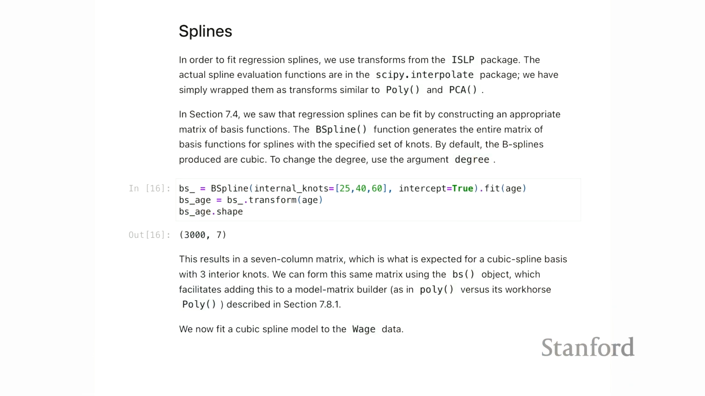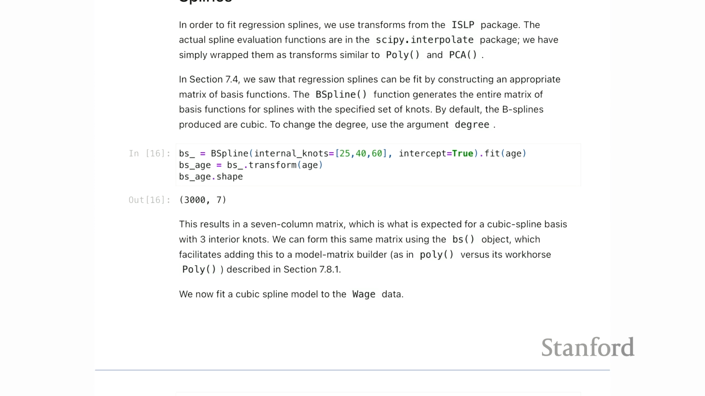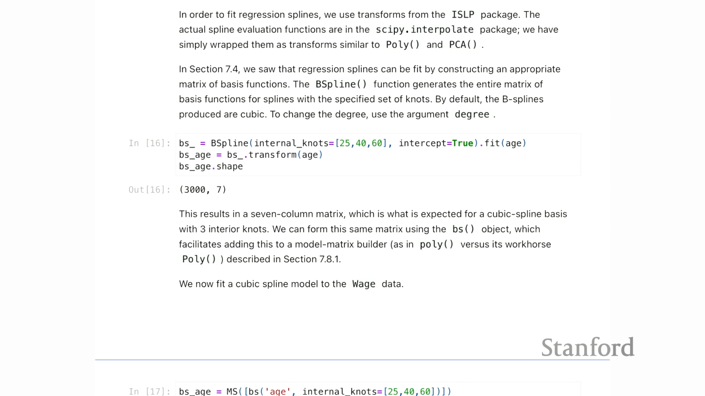Okay, so as we might want to use splines in a regression setting, we've implemented something like the poly function for using B-splines. You can construct B-splines using this B-spline object we've written in the ISLP library. And this is a scikit-learn transformer, so you see it has the same interface. We fit and transform, and this will produce the B-spline basis specified by the number of knots and, well, whether or not you want to include an intercept, etc.